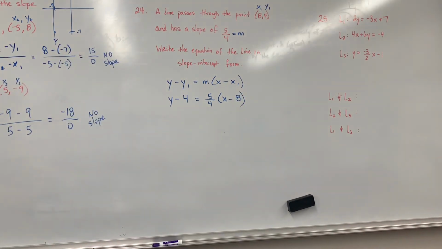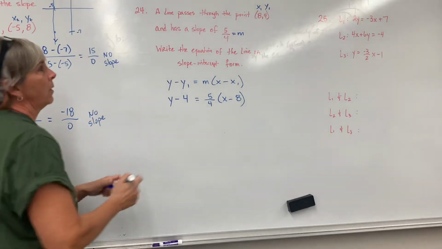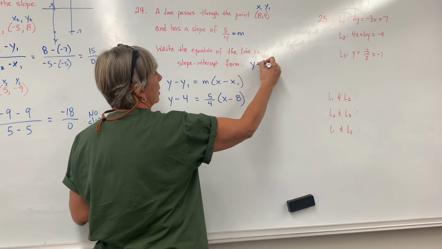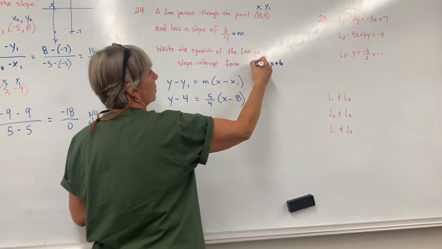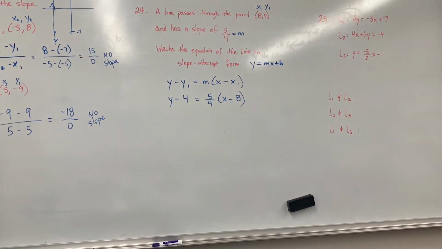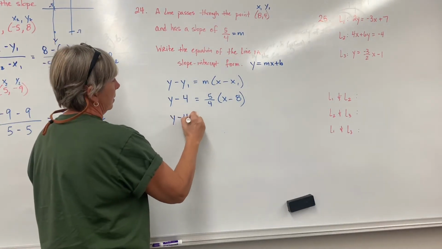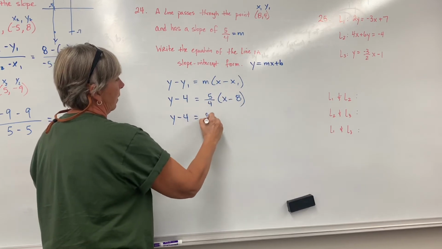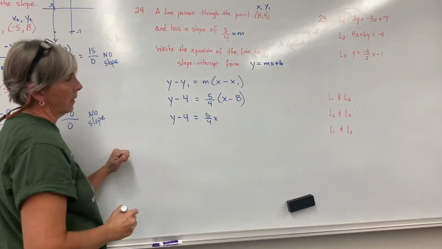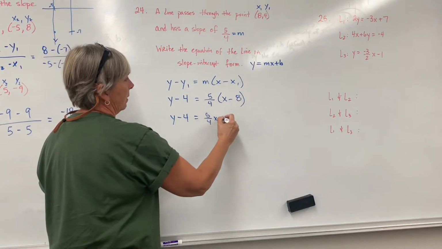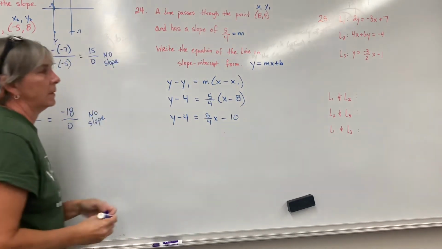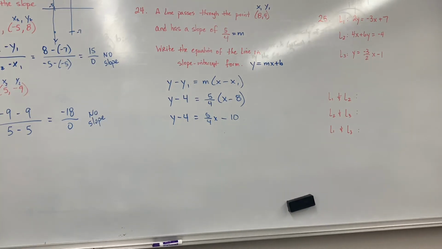And from here I'm going to clean it up based off the form they want. They want it in slope-intercept form. What that means is it needs to look like y equals mx plus b. In other words, y needs to be by itself in order to have this form. So what I'm going to do is distribute the 5/4. So I get 5/4 times x is 5/4 x, and 5/4 times -8 is -10. And you can check that by hand, use your calculator or whatever to determine that.